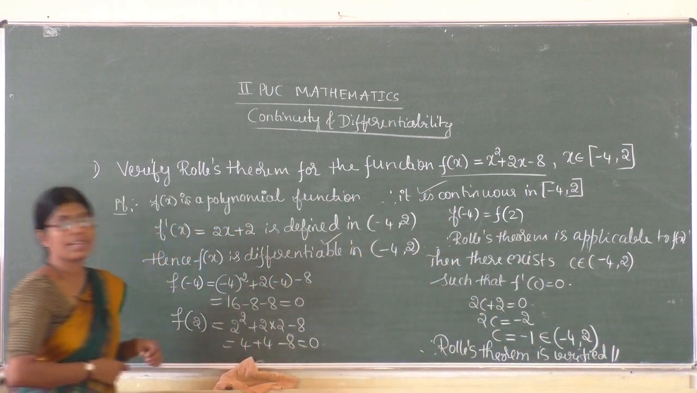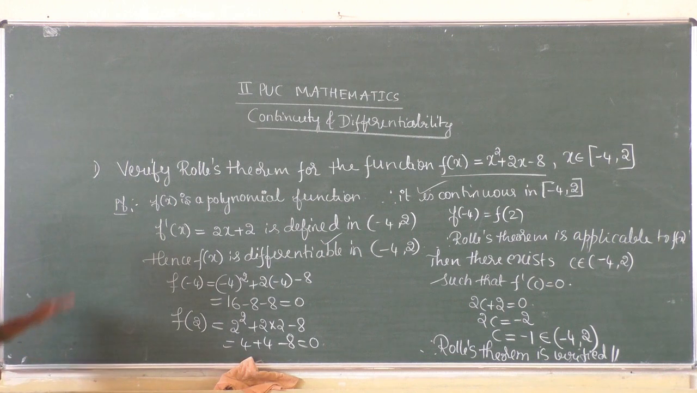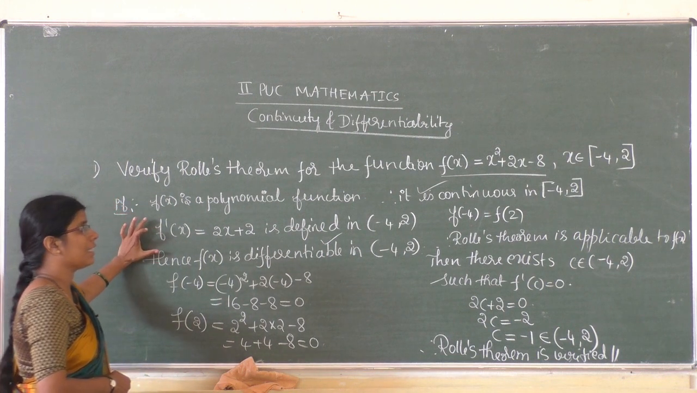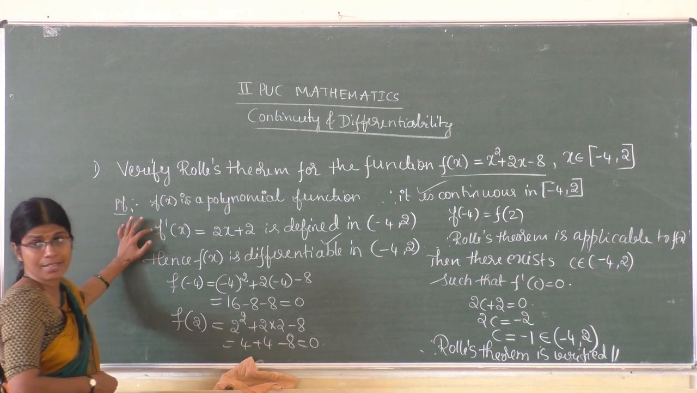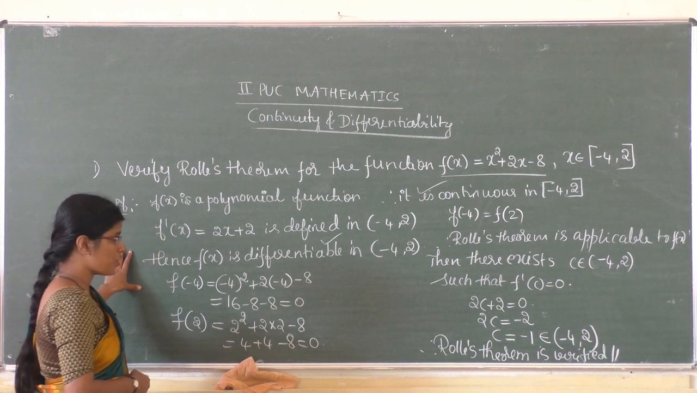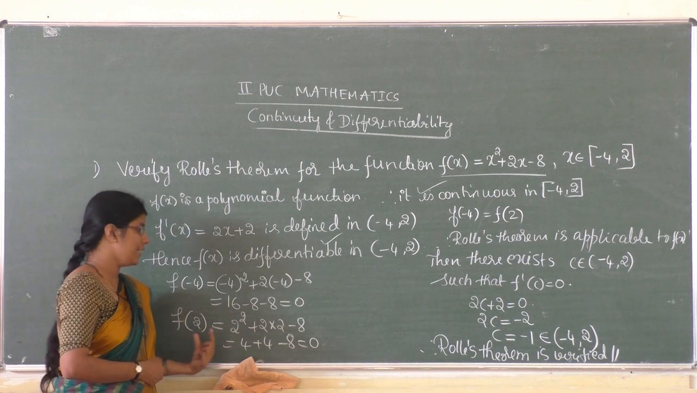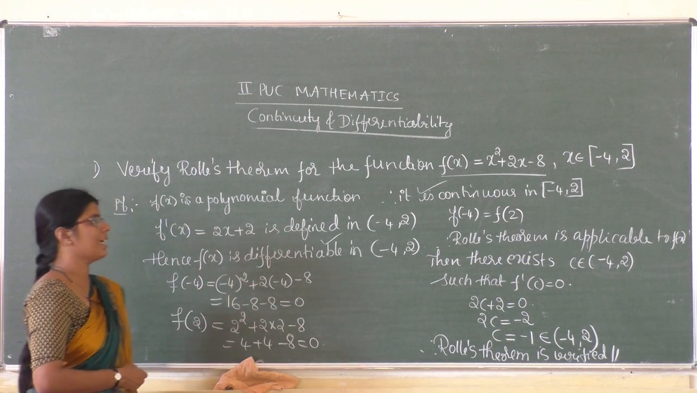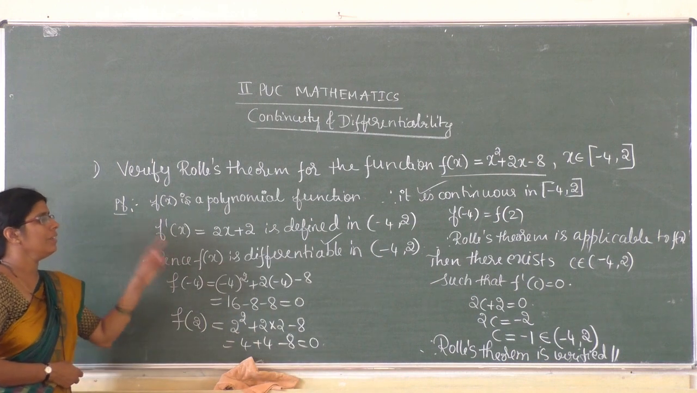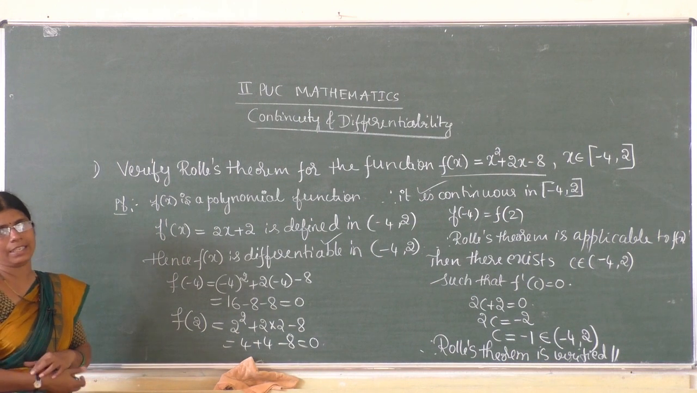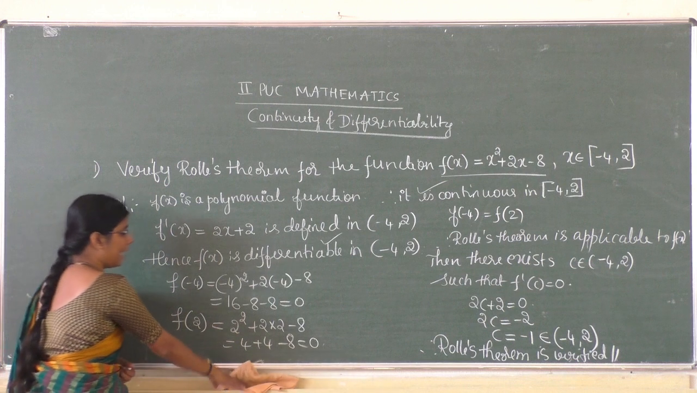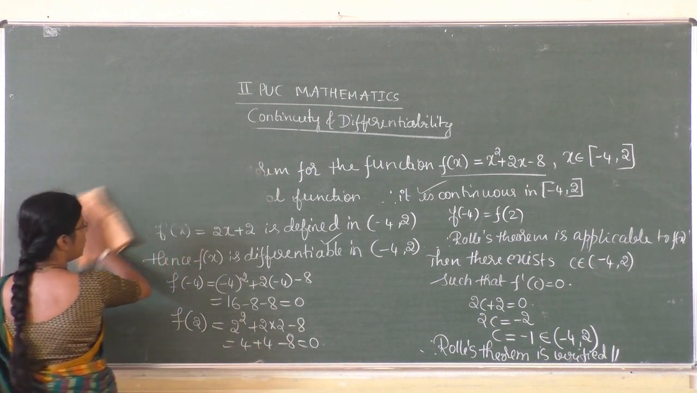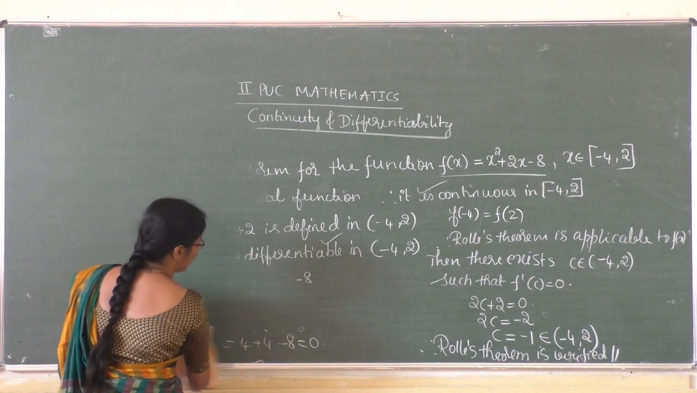So this is how we prove Rolle's theorem. First you have to consider the function and show that it is continuous and differentiable, then check f of minus 4 and f of 2. If they are equal, then Rolle's theorem is applicable, and then we prove it. Next, we take one more example for the mean value theorem.